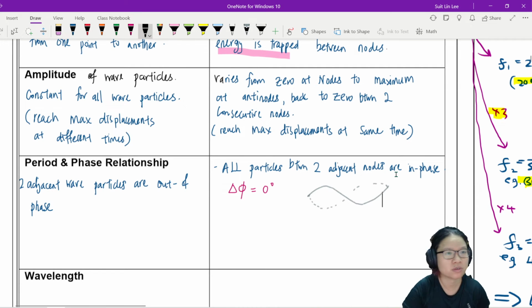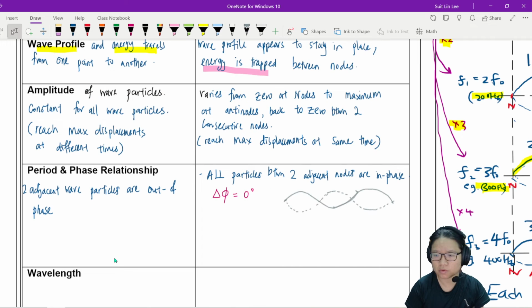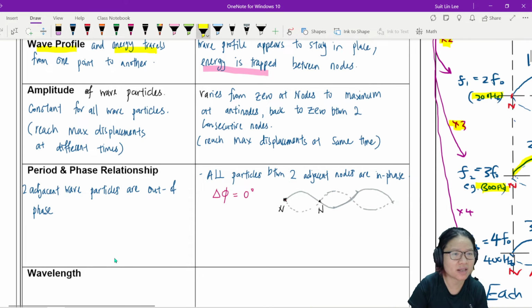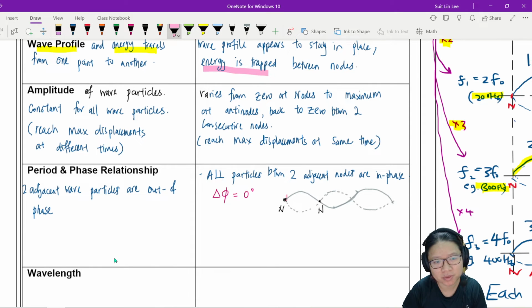So maybe I'll draw another loop for us. Okay, here's another loop in our budget standing wave. Okay, so I'll mark down the nodes, right? So this is your node, this is your node. It means that any particle from here to here is, of course, you can say, teacher, there's infinite particles I can fit. Yeah, that one I know. But any particle from here to here, the phase angle is 0.